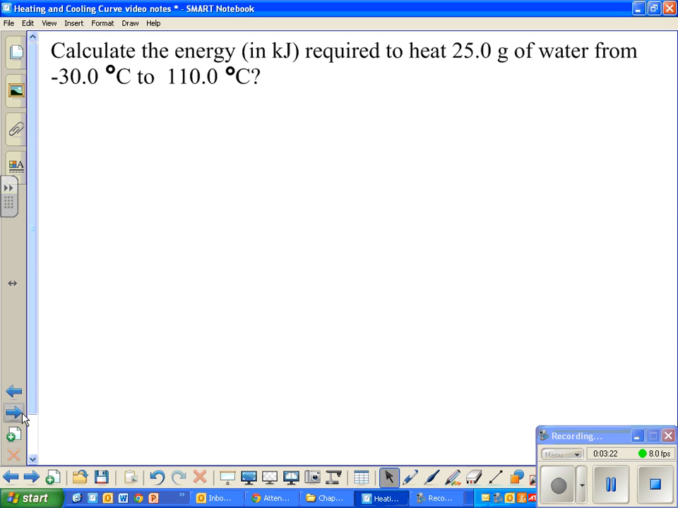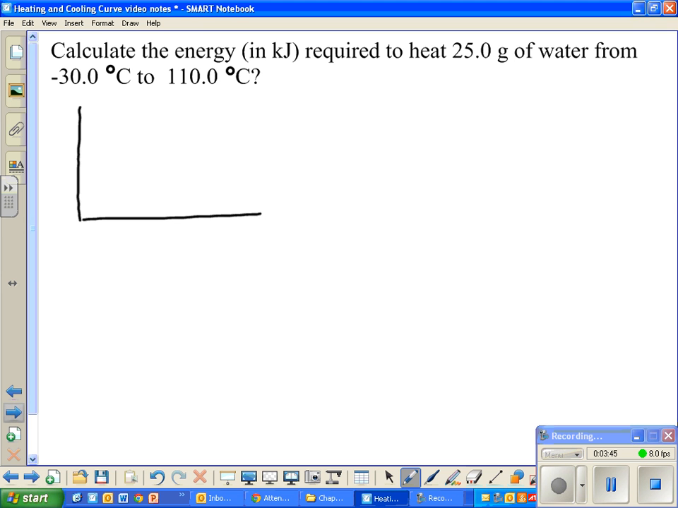So the problem reads, to calculate the energy in kilojoules, make sure you note the unit, required to heat 25.0 grams of water from negative 30 degrees Celsius to 110 degrees Celsius. So we're actually going to go through all 5 sections. In doing these problems, it might help to make a small sketch of what the graph would look like.